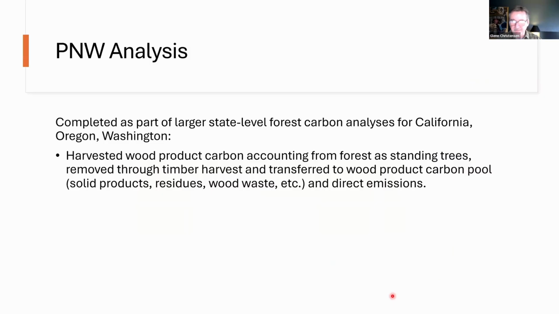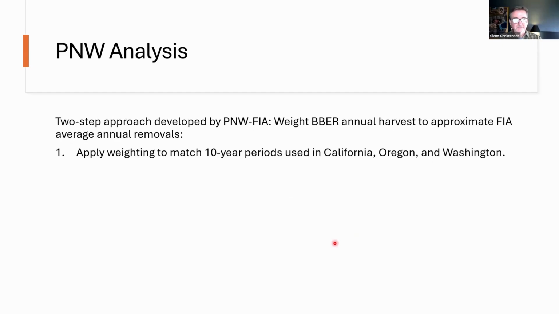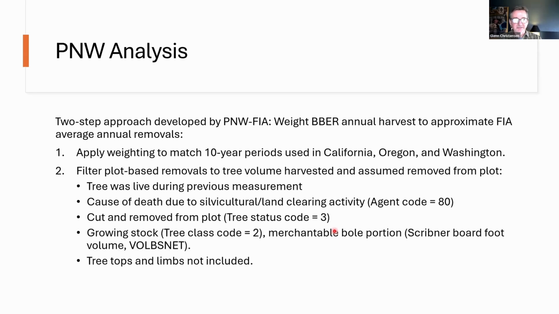So moving on, just keep an eye on my time. Looking at the P&W analysis. This is where, as I mentioned, we want to do a larger state-level estimate for some of our carbon analysis. We want to basically account for wood from the standing trees into the different carbon pools. And how do these align? So we did a two-step approach, a weighted average, and then we aligned our removals to see how well it lined up with the forest inventory.